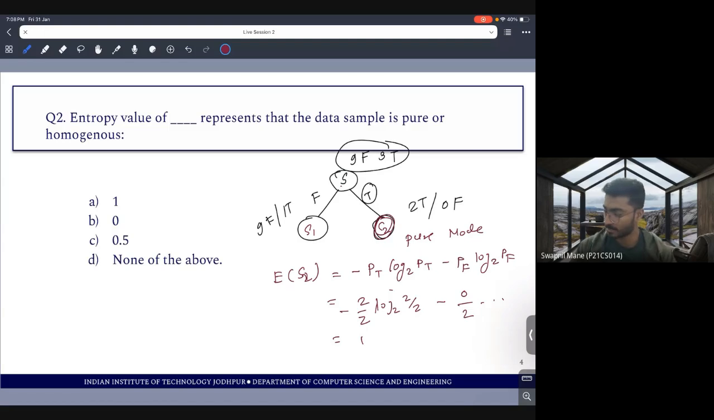Log 1 is n minus 1, right? So based on this, we will get an entropy value, which is homogeneous, which is 0 here. Okay.